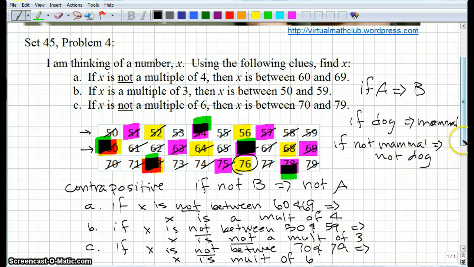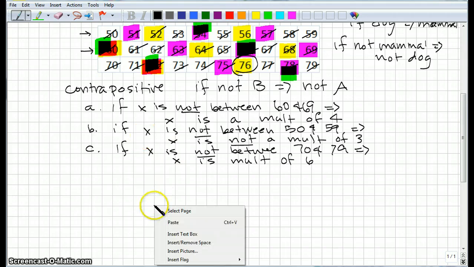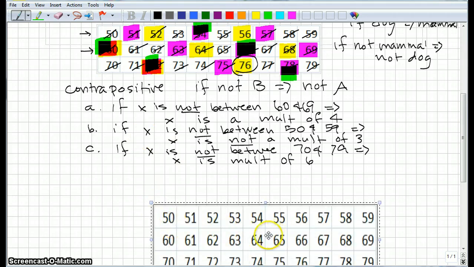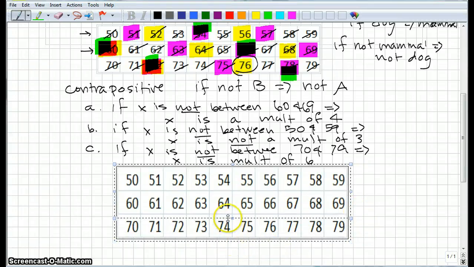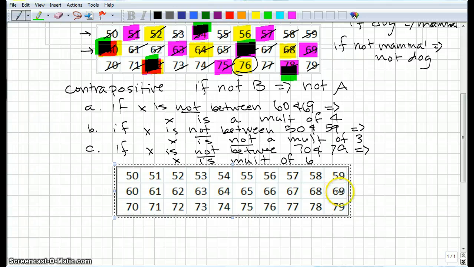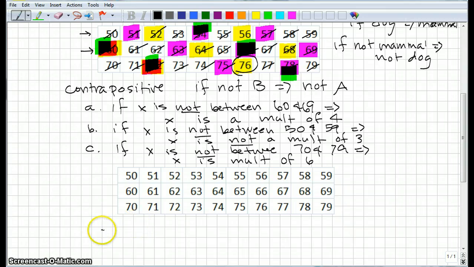Okay? So then, let's work with the contrapositive. I'm going to paste another one of these number boxes in here. Make it a little smaller. All right, so let's look at each decade. Instead of looking at the multiples like we were before, let's look at each decade of numbers. Okay, so let's look at 50 through 59.